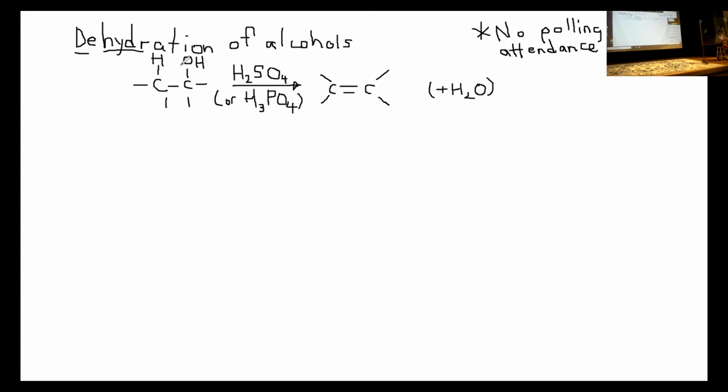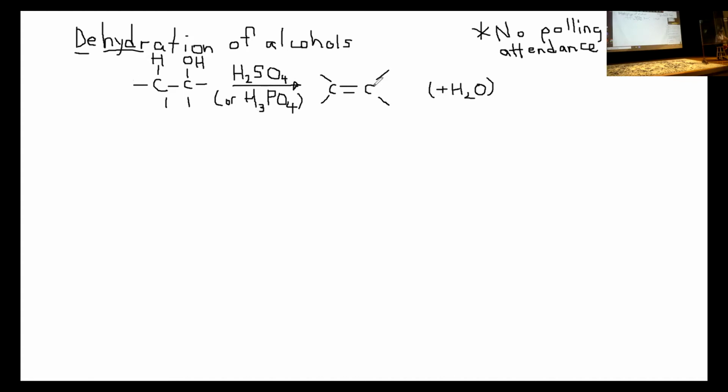And so you do need, on the carbon that bears the OH, at least one hydrogen on an adjacent carbon in order for this to work. If there are no hydrogens on adjacent carbons, then game over. The alcohol can't be dehydrated. But as long as you have at least one such hydrogen, then game on.